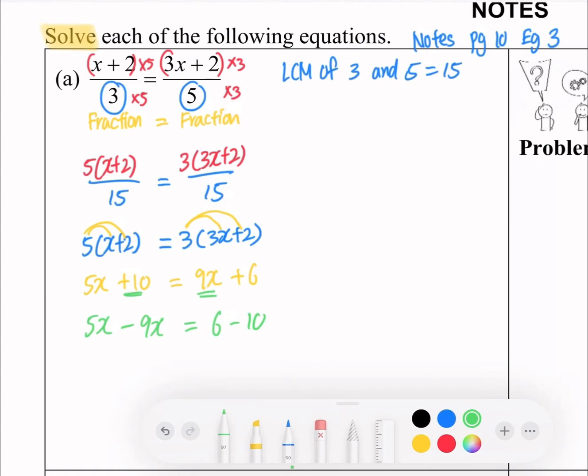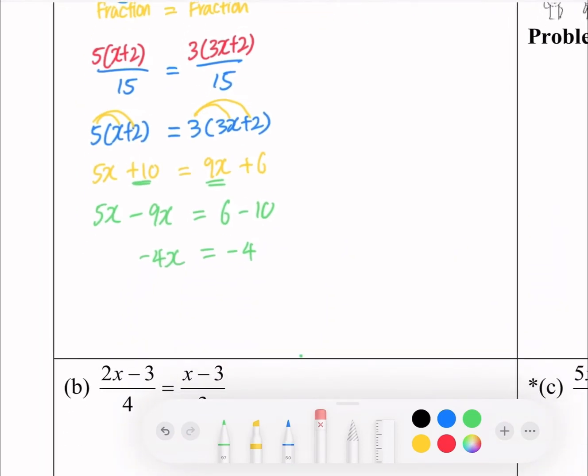So 5 minus 9 is negative 4. So negative 4x is equal to negative 4, and you're almost there. The last step here is to solve for x. So x is equal to negative 4 divided by negative 4, and that gives you 1.